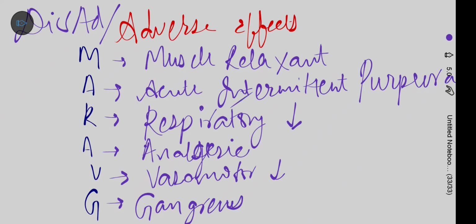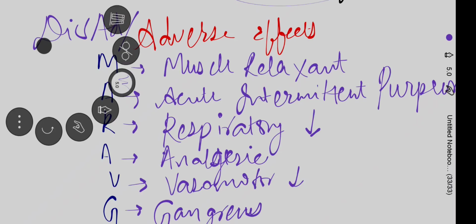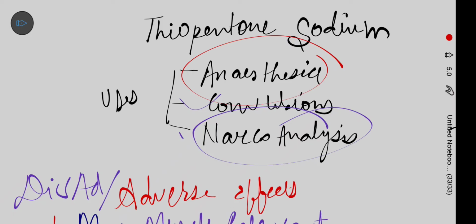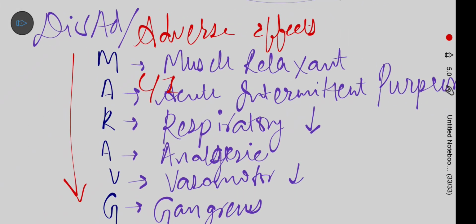Whatever is there, it is either low or poor. So the disadvantages and adverse effects are that it is a poor muscle relaxant. It causes acute intermittent purpura, so it is contraindicated in a patient suffering from purpura, and it causes respiratory distress. As I told earlier, it is a poor anesthetic. So this is one of the disadvantages of thiopentone sodium.